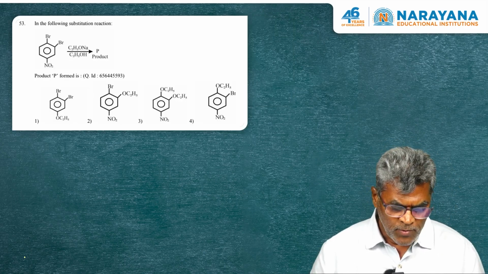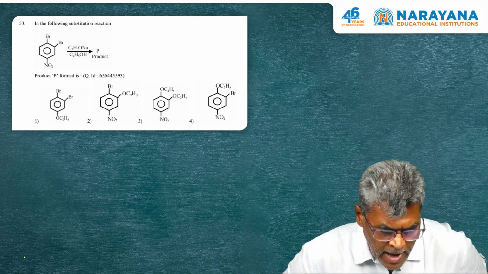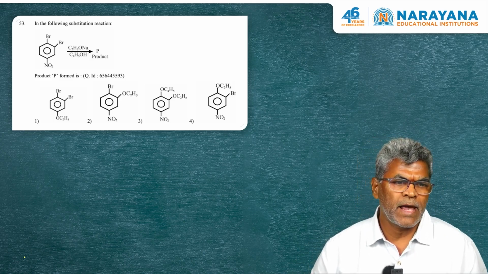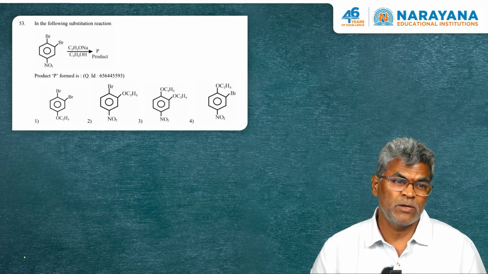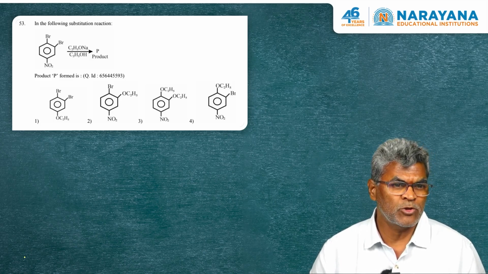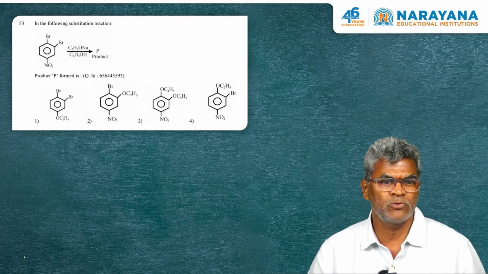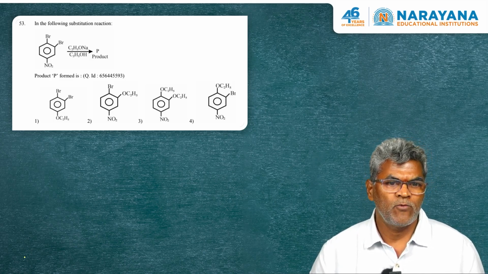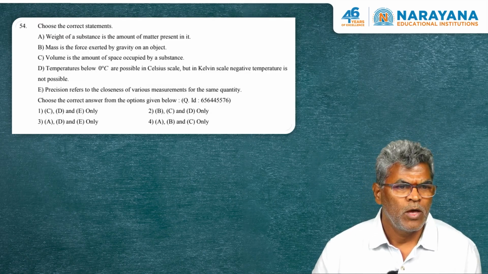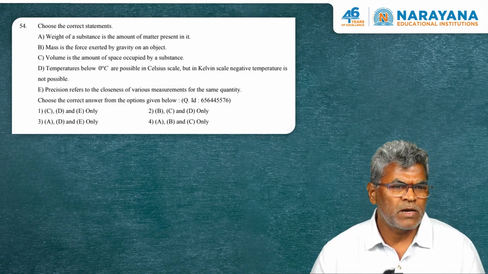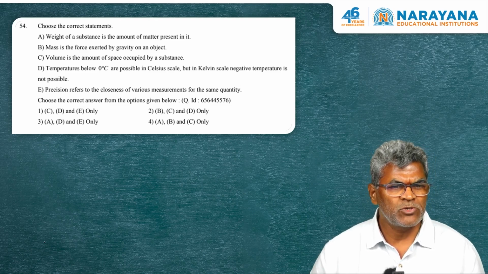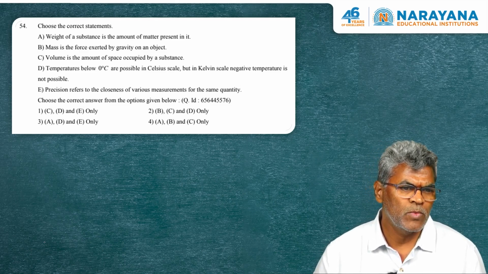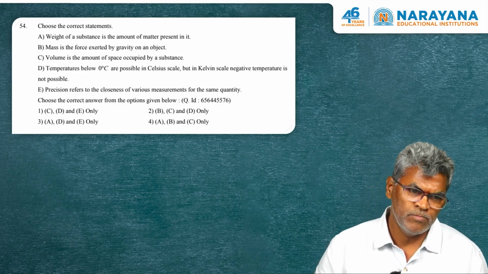Next, 53 question. Aryl halides containing electron withdrawing groups like nitro group with respect to halogen at para position or ortho position undergo nucleophilic substitution reaction through the SNAr mechanism. Therefore, the option will be 4. 54th question, this is a theory based question, the correct options will be C, D, E. So your key will be 1.